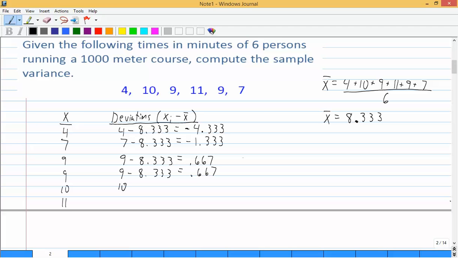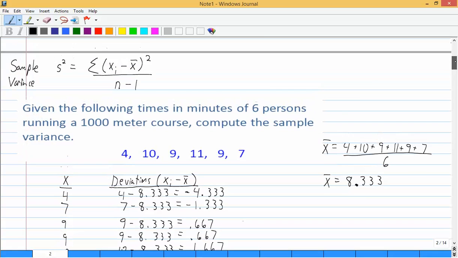Alright, the next one is 10 minus 8.333. And that's going to be 1.667. And then the last deviation about the mean will be 11 minus 8.333. So that's 2.667. Alright. So we have the deviation about the mean for each data item.